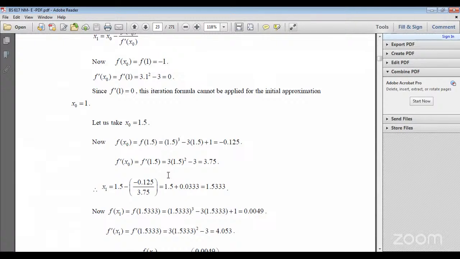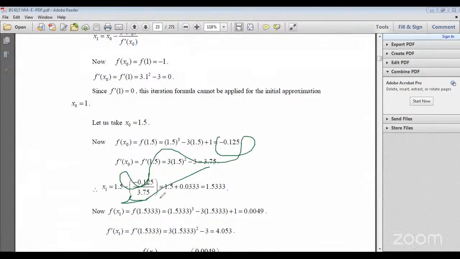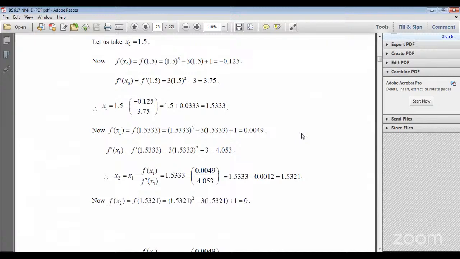So again, f dash x0 also I'm substituting here. x1 is equal to 1.5 minus 0.125 by 3.75. See here, minus 1.25 by 3.75, 1.5 plus 0.00, that is 1.5333 we are taking here. Above, x1 is equal to f of 1.5333, whole cube minus 3 into 1.5333 plus 1 is equal to 0.0049. f dash x1 is equal to f dash of 1.5333, that is equal to 4.053.